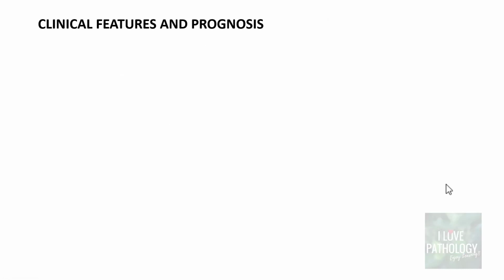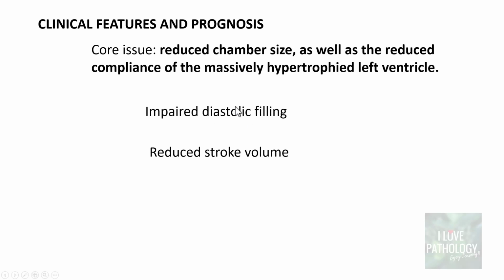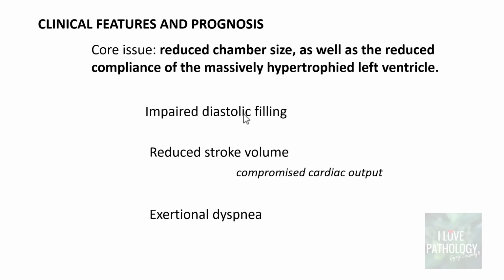Now, what are all the clinical features and prognosis? See, the core issue in hypertrophic cardiomyopathy is the left ventricular chamber size is decreased, and there is also reduced compliance because of the massively hypertrophied left ventricle, right? And that results in impaired diastolic filling. This is the diagnostic criteria, right? And because of impaired diastolic filling, there will be reduced stroke volume, which compromises the cardiac output, and finally the patients manifest with exertional dyspnea. So that's the mechanism underlying the exertional dyspnea in these patients.